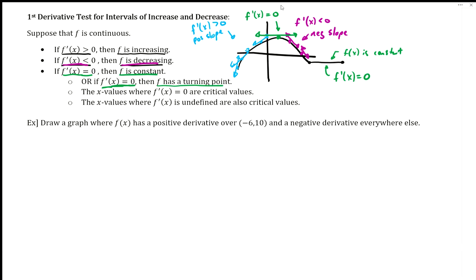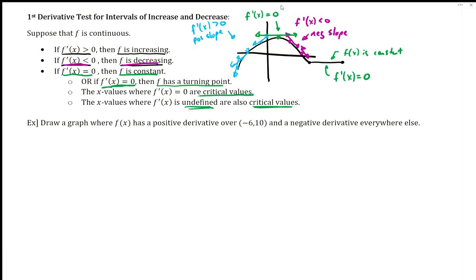Okay, and the other things that we have, the x values where f prime of x equals 0 are called critical values. So whatever that x value is would be called a critical value. The x values where f prime of x is undefined would also be called critical values. Okay, so those are special cases too, and we'll see that soon. But this is all just getting ready to help us with future problems. But let's use some of this information now to make our own graph.